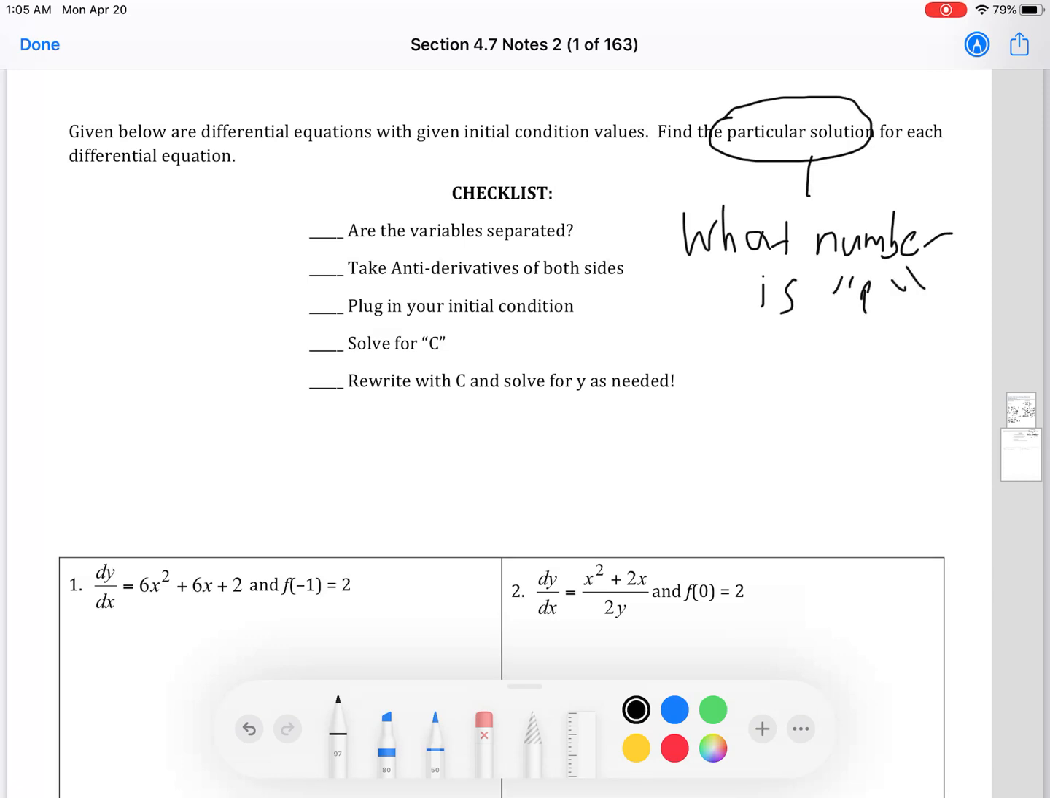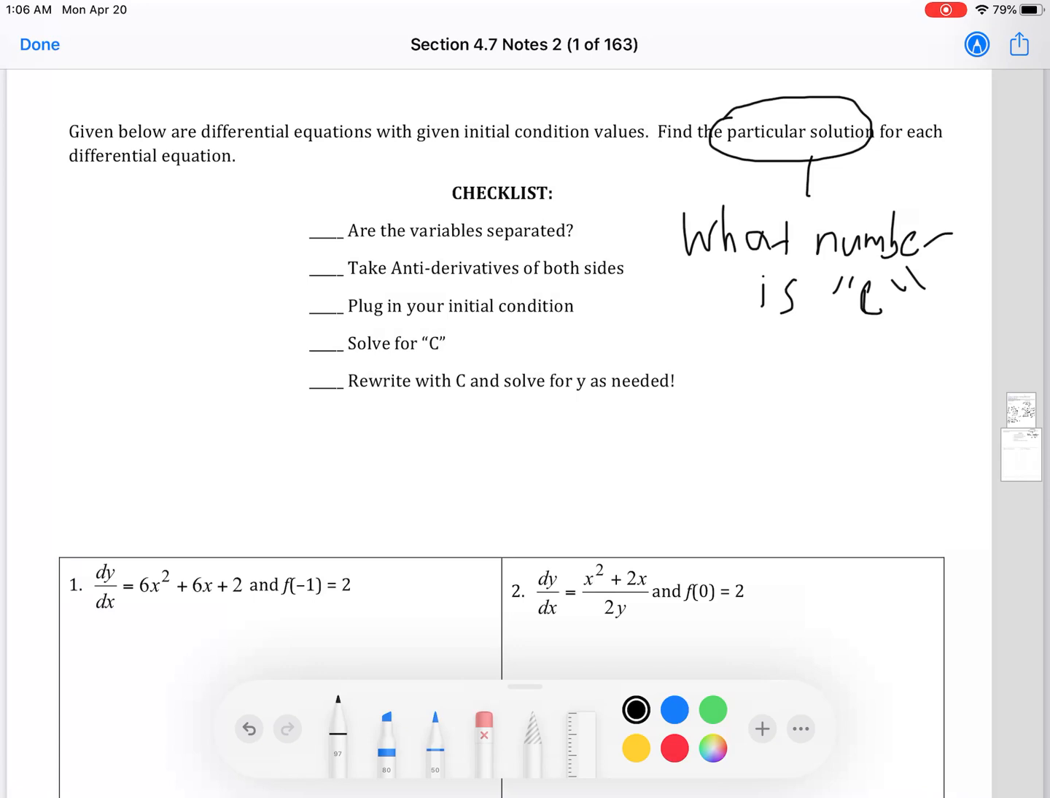Now, here is a checklist that we have that's actually kind of similar to solving differential equations in general. So we start with, are the variables separated? And we take the antiderivatives on both sides. I saw that most people did a really nice job of doing those things when they were solving differential equations, and I'd like you to continue to do that.